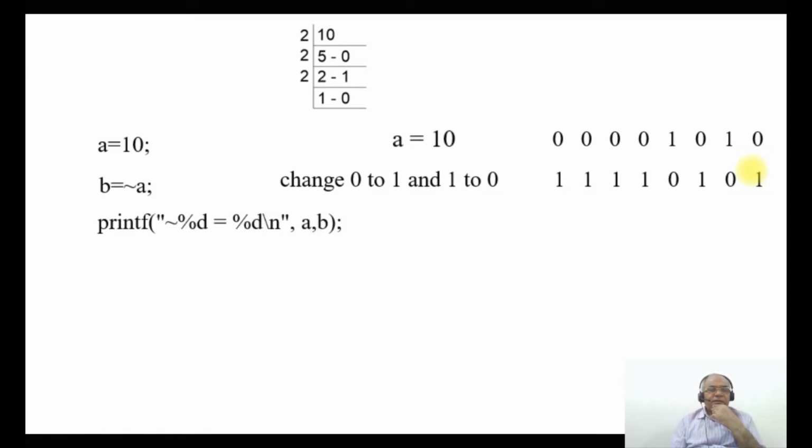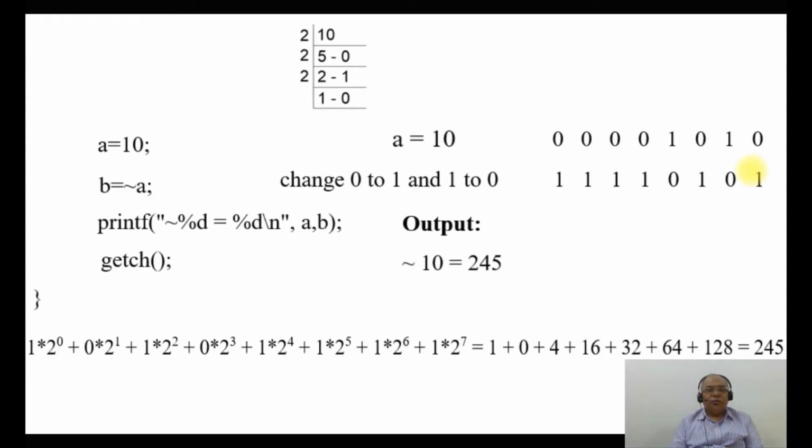Then printf, within the quotes, tilde %d equals %d backslash n, close the quotes, comma a, comma b. So the output: tilde 10 will be equal to 245. How are you going to get this? 1 into 2 to the power of 0 plus 0 into 2 to the power of 1 plus 1 into 2 square plus 0 into 2 cube plus 1 into 2 to the power of 4 plus 1 into 2 to the power of 5 plus 1 into 2 to the power of 6 and 1 into 2 to the power of 7.